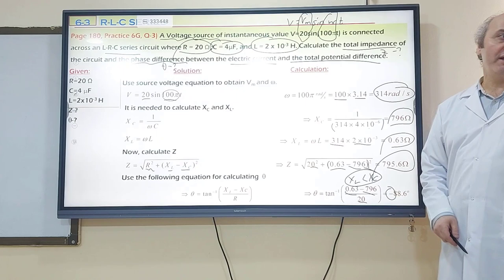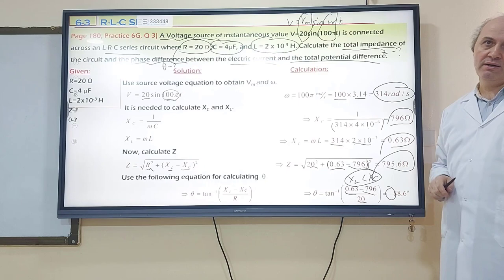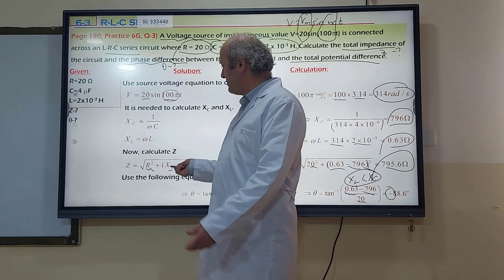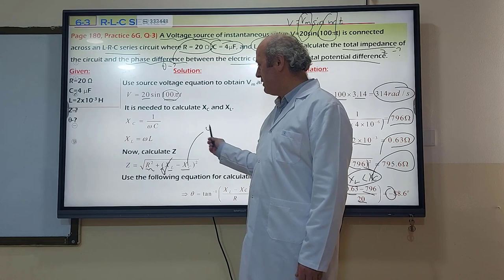And total potential difference lags behind the electric current. Clear? There are other problems, but the rest of them are not that hard. Only be careful about this: if the coil does not exist, XL is zero. Again, if there is no capacitor, XC is zero.